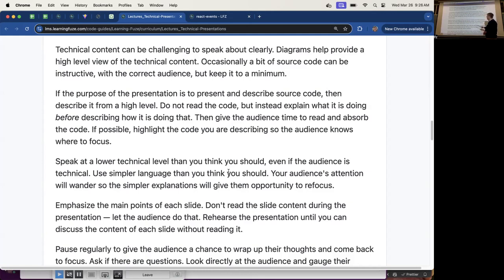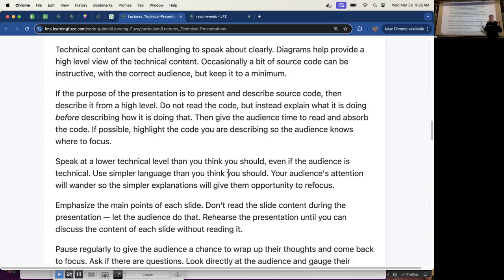Okay. All right. Speak at a lower technical level than you think you should, even if you're talking to senior developers. Again, their mind's going to wander. They're not familiar with all the technical issues that you have been through and that you know. So I just dumb it down a little bit. Speak at a little bit lower technical level than you think. Use simpler language than you think you should, and so on.